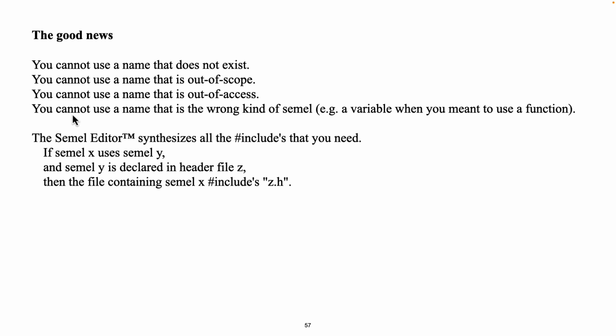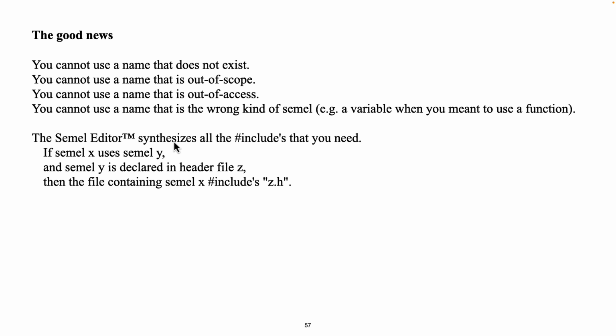The Semel Editor will not let you use a name that does not exist. A text editor will. The Semel Editor will not let you use a name that is out of scope. A text editor will. The Semel Editor will not let you use a name that you cannot access, like somebody else's private variable. A text editor will. The Semel Editor will not let you use the wrong kind of thing. A text editor will. The Semel Editor can see all the things that you use, and it says if you're using a Semel that is declared in a header file, you must need a hash include.